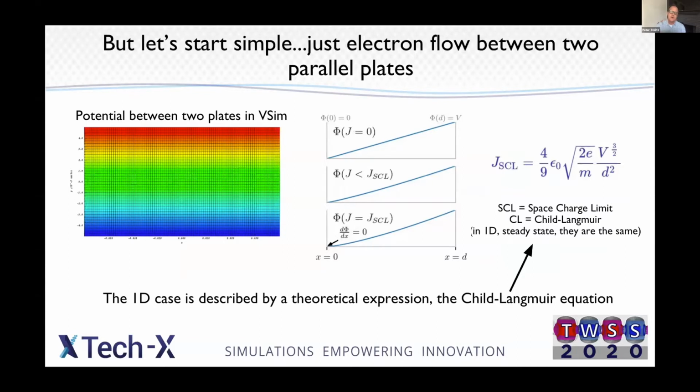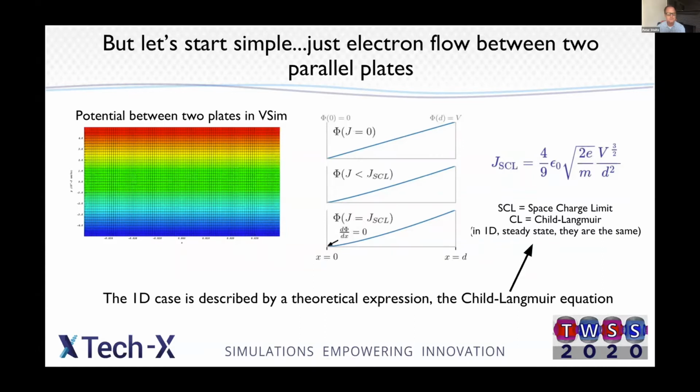So over here, in this little color contour plot, I set up in VSim just two parallel plates and I applied a potential between them. So you're looking at the potential over there. Low potential down here, high potential up here on the top.